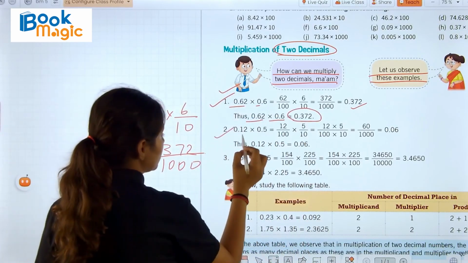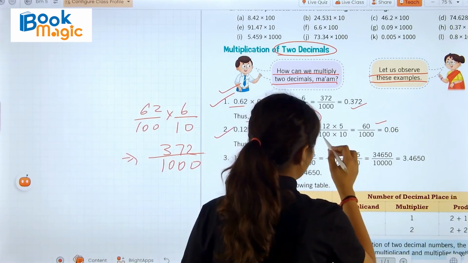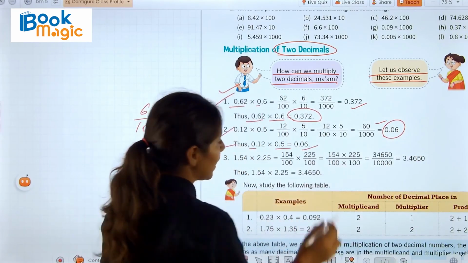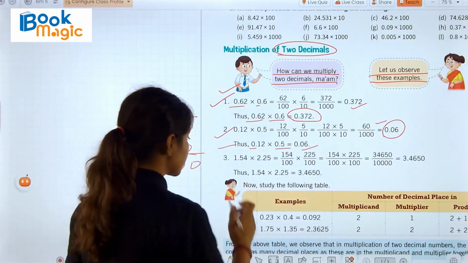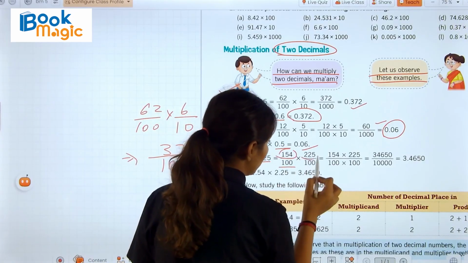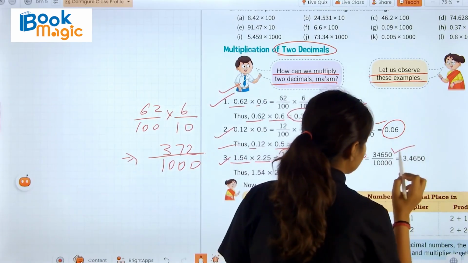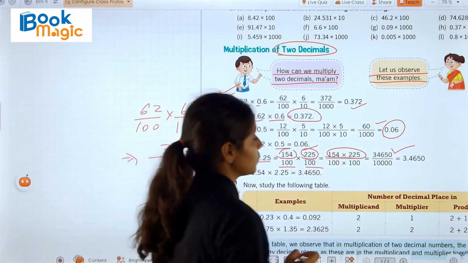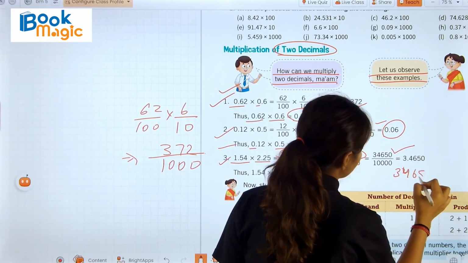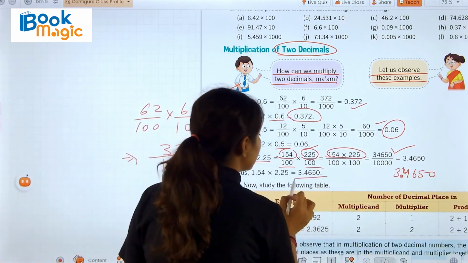Similarly, we have 0.12 into 0.5, that is 12 by 100 into 5 by 10, and 100 into 10 is 1000. So it will be 0.06. Now, 1.54 into 2.25 means 154 by 100 and 225 by 100, and 154 into 225 is 34650 by 10,000. Putting in the decimal here, this is the result.